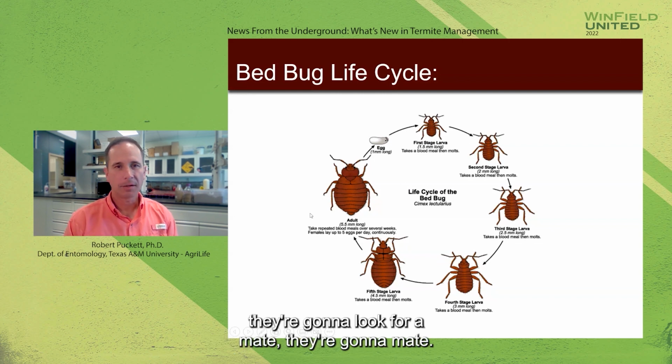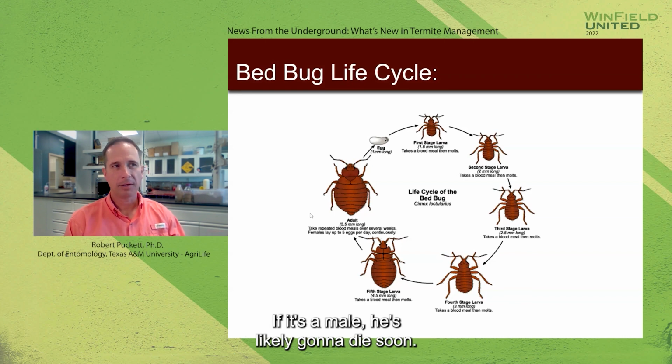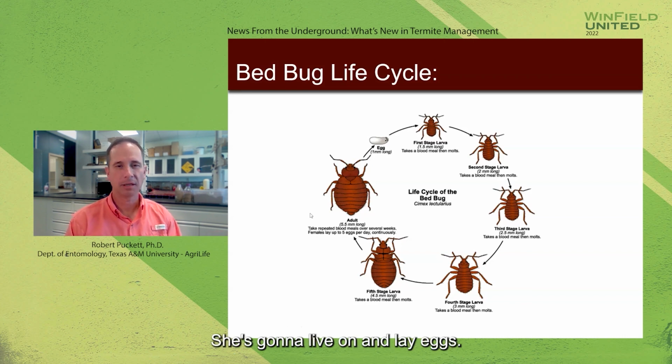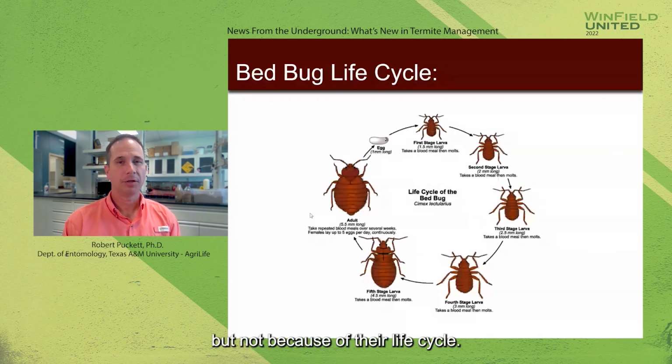And once an adult, male or female, they're going to look for a mate. They're going to mate. If it's a male, he's likely going to die soon. She's going to live on and lay eggs. If all that goes well, then they start the cycle all over again, right? That's a very straightforward life cycle. Bed bugs are a little bit difficult to manage too, but not because of their life cycle.